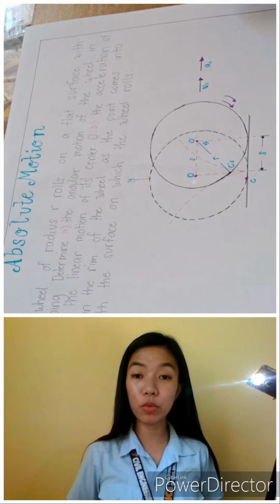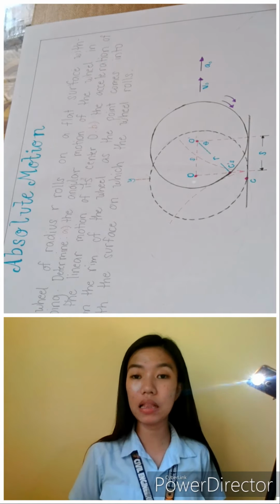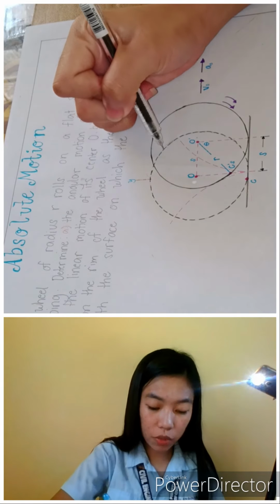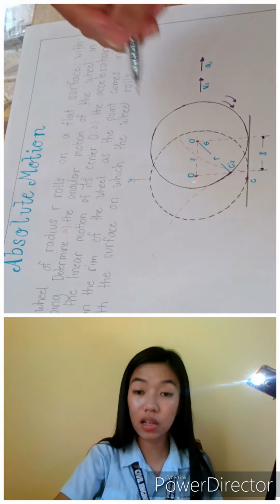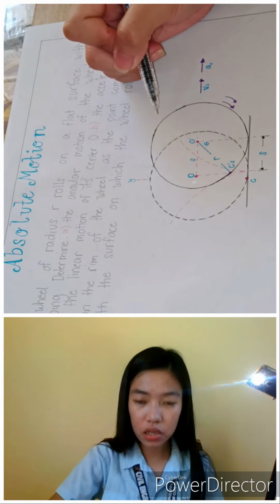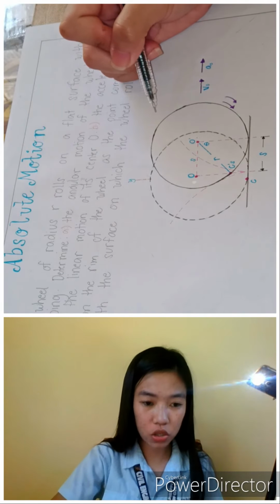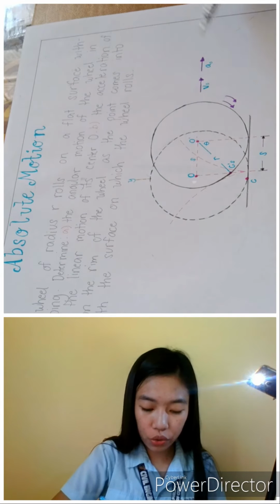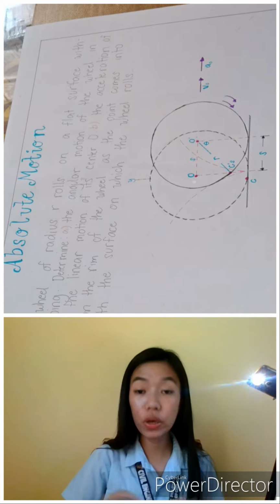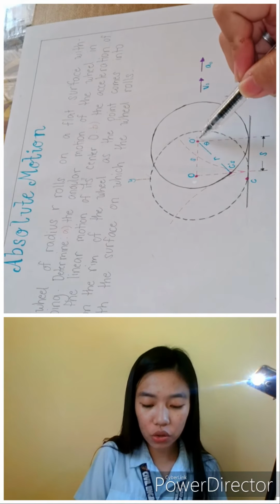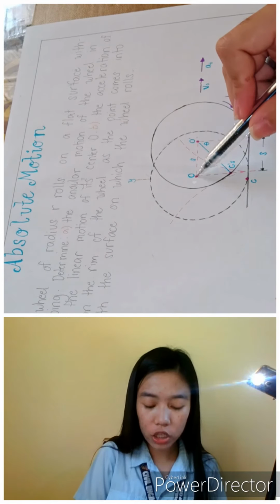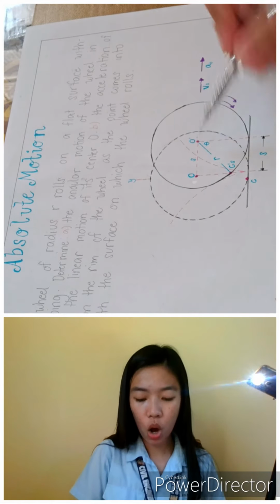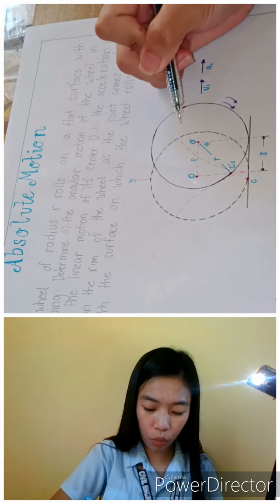So sabi sa problem, yung wheel natin is nagro-roll papunta sa kanan from the original broken line. So ito yung original position niya, yung circle drawn using the broken line. The second circle is the final position. Here is the point O, or yung center niya. Then when the wheel rolls to the right, nag-move din yung center niya. So meron tayong O, then pag nag-move siya to the right, magkakaroon tayo ng O'.